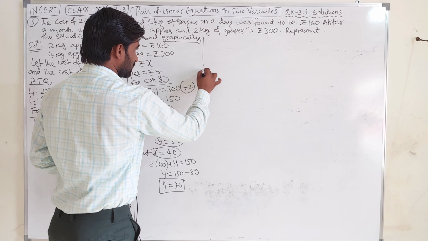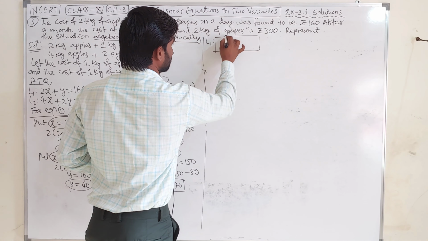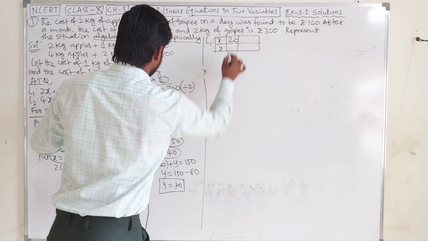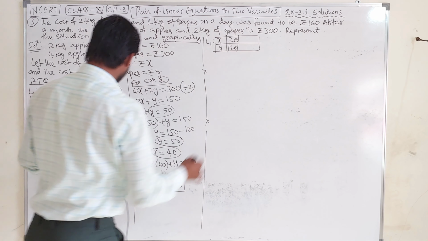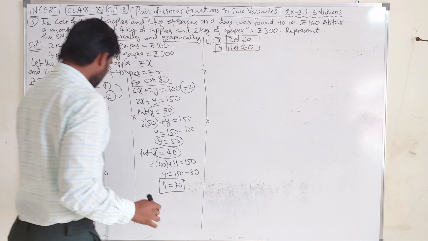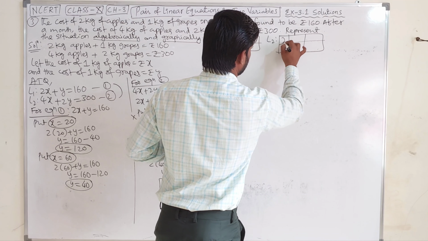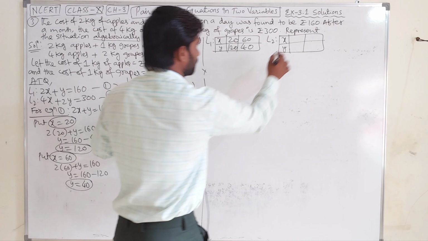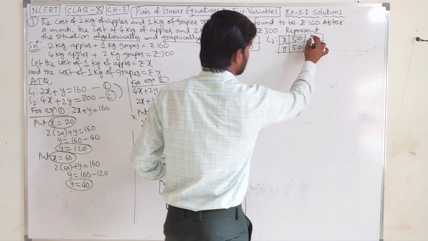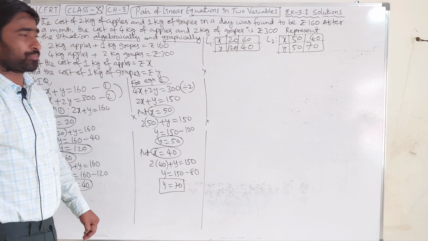So let us write these solutions in the table. For line 1, when x is 20, y is 120. When x is 60, y is 40. For line 2, when x is 50, y is 50. When x is 40, y is 70. Okay, now these solutions we have to plot on the graph.